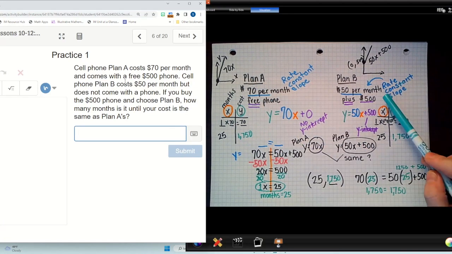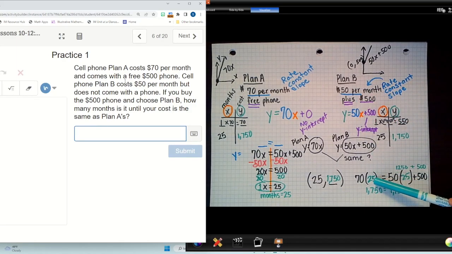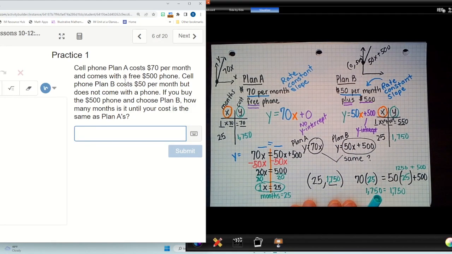But if you take good care of your phone and you can make your phone last for over 2 years, after the 2-year mark, or 25 months, which is 2 years and 1 month, your rate is only going to be $50 a month, where this is going to be an extra $20. So again, it really does depend. There's no right or wrong answer, but this is where we can calculate and figure out the number of months and the total cost. So after 25 months, both phone plans will be costing the same amount of money.